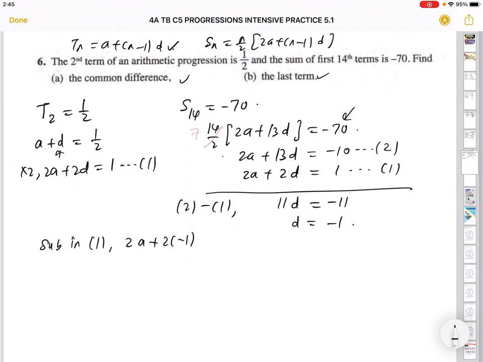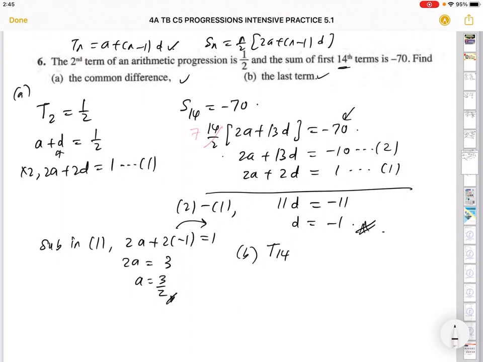Okay, so 2a is 3. Negative 2 bring over, plus 1 is 3. Yeah, negative bring over is positive. a is 3 over 2. But we're not done yet. We want to find the last term. I've got my common difference already, which is here. To find the last term, we can just use the 14th term since you have 14 terms, right?